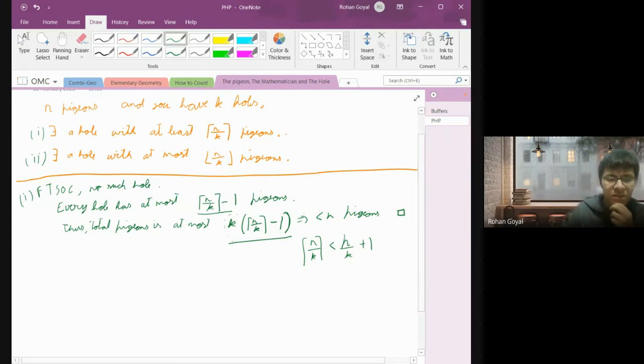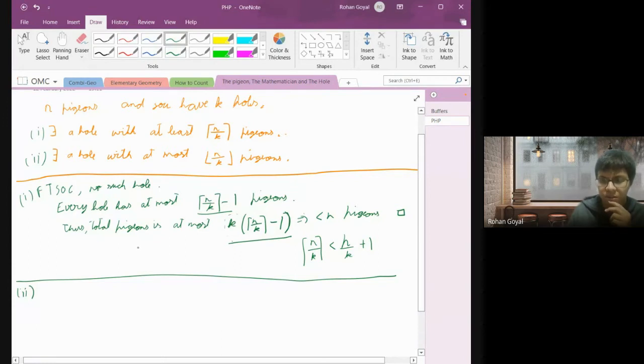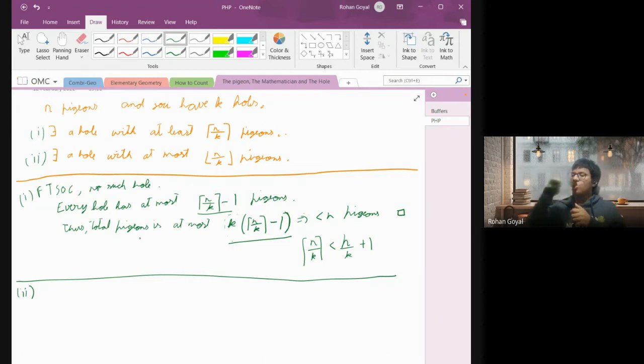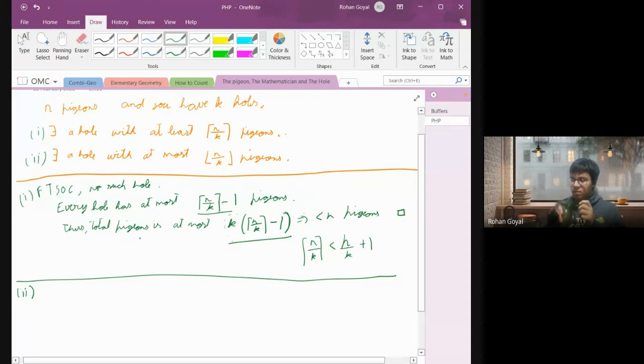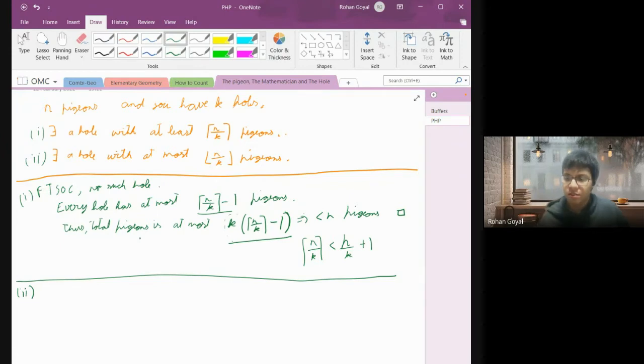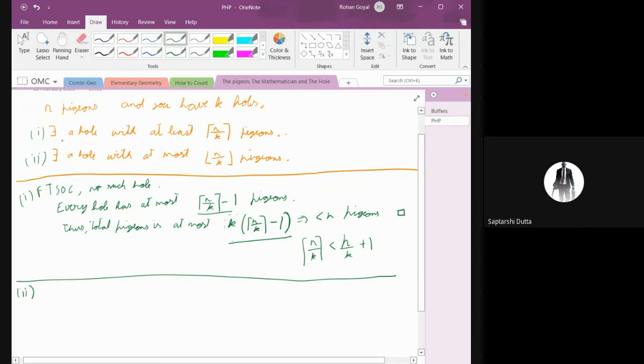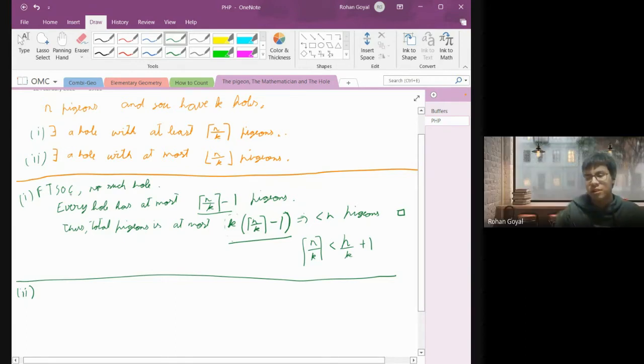So you can do the exact same thing on the other side. Vansh, can you try arguing for the other side? How did we start the last proof? What is FTSOC? For the sake of contradiction.